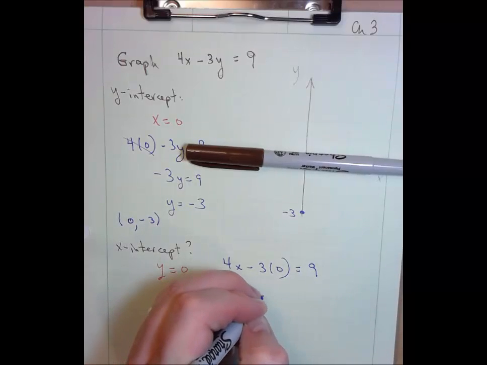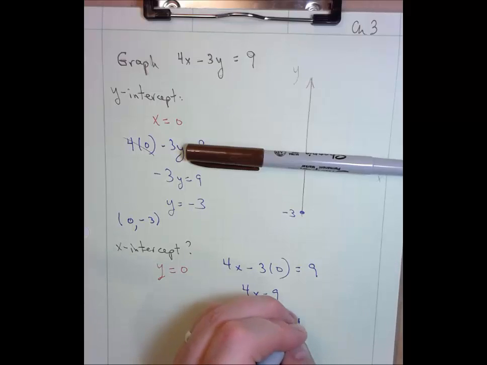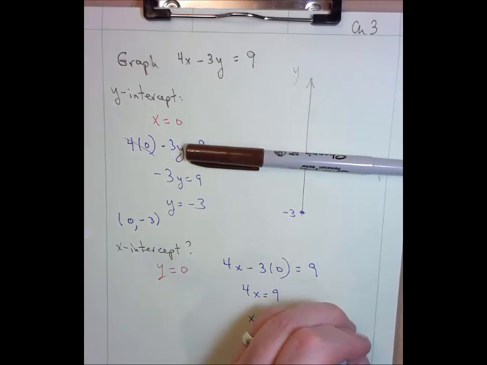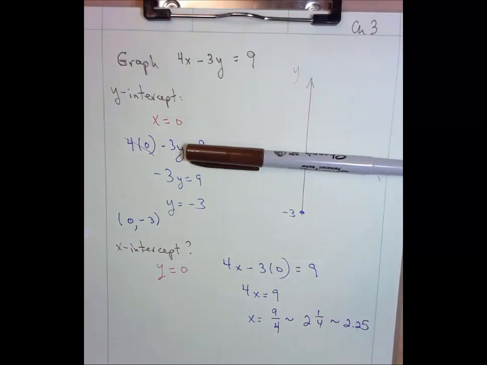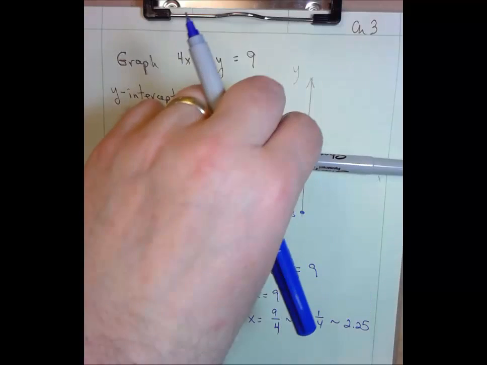That gives us 4x equals 9, or x equals 9/4. And 9/4 is, call it 2 1/4, or 2.25. And so the x-intercept is the point that has a y-coordinate of 0 and an x-coordinate of 9/4. 9/4 is the best way to represent that number, but I won't complain too much if you use one of the other two. Maybe a little bit, but not too much.